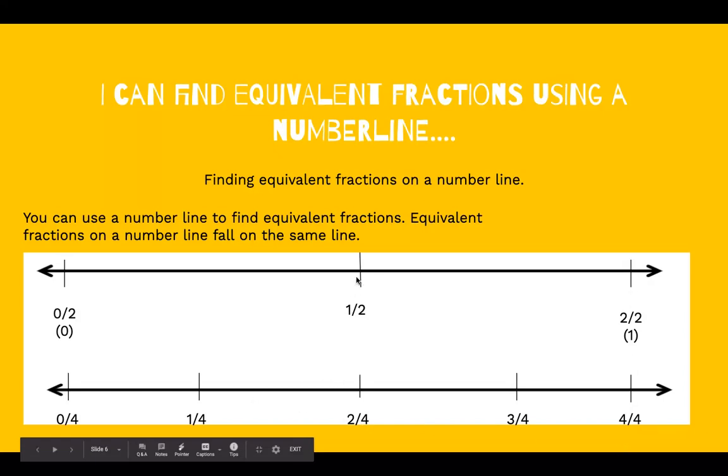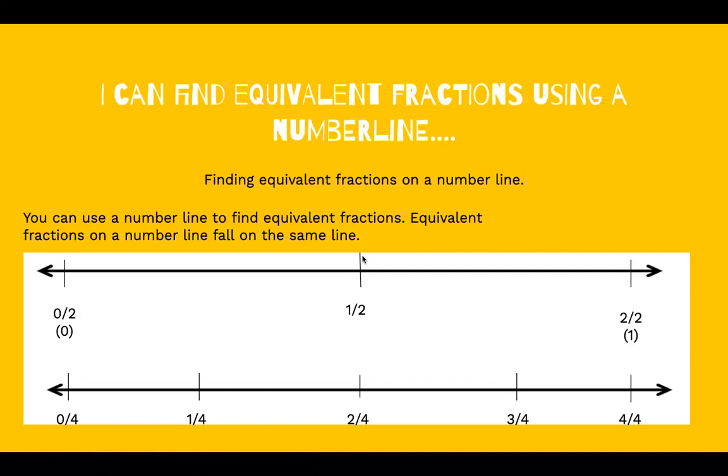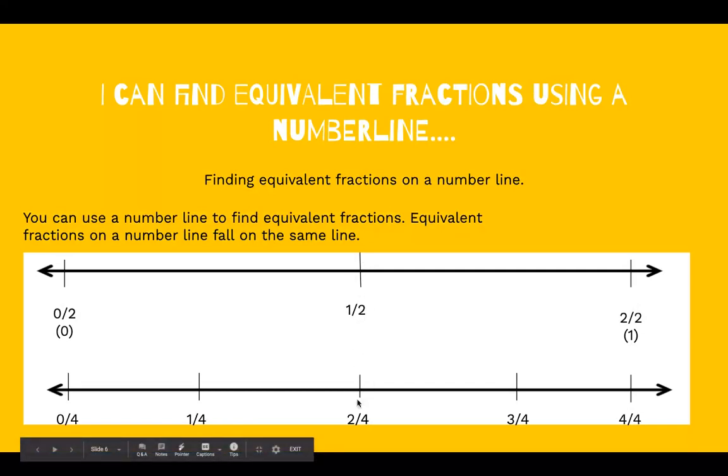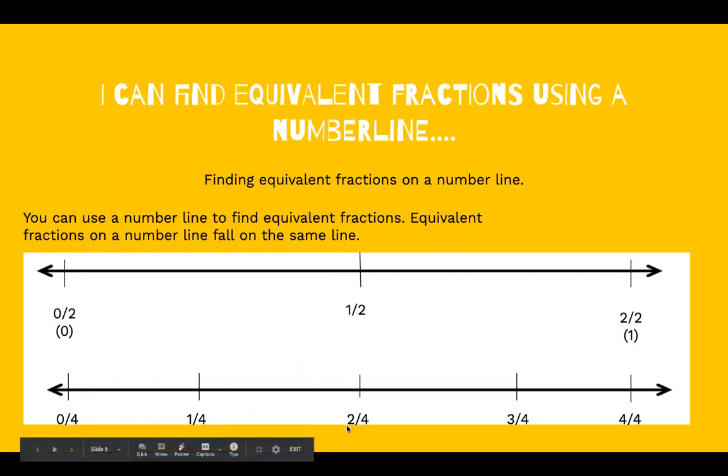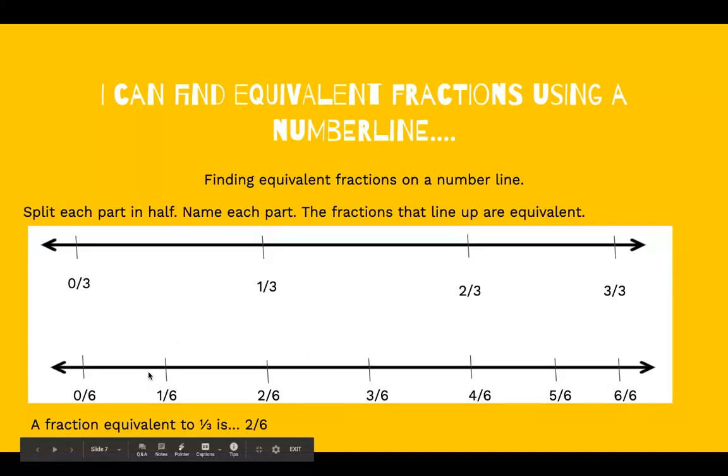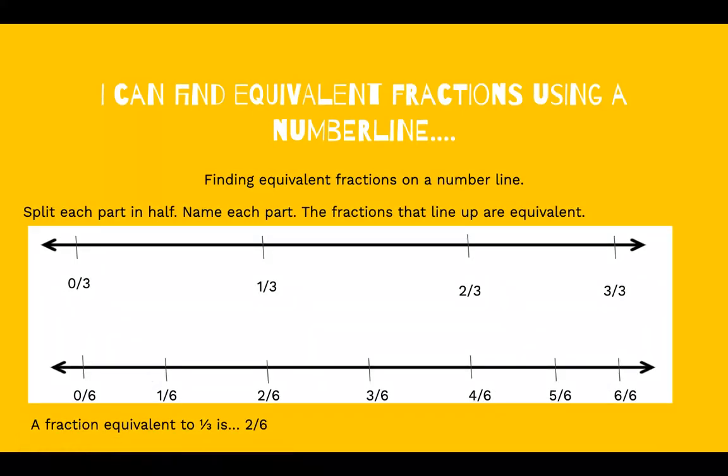When I'm looking to find a fraction that's equivalent, I look for the fractions that fall on the same line. I see that a half lines up with 2/4. Those fractions would be equivalent. They have the same value. 2/4 just has more pieces and smaller pieces as well. So here is how we go about finding equivalent fractions on a number line.